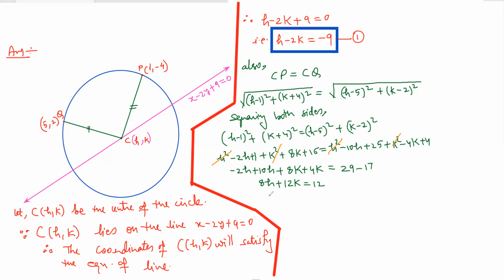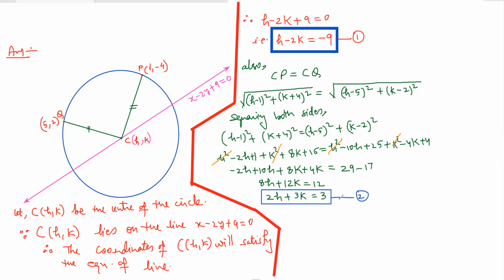Dividing throughout by 4, you get 2h + 3k = 3. 2h + 3k = 3. And this is your equation number 2 in h and k. This is the second equation in h and k.